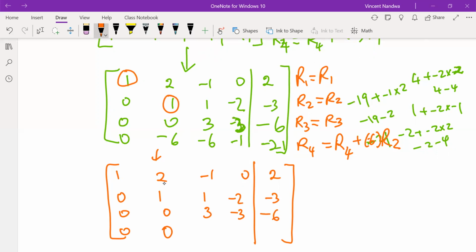So it'll be 0. Minus 6 plus 6 times 1 is 0. Minus 1 plus 6 times minus 2, so minus 1 minus 12, I get minus 13. Then minus 21 plus 6 times minus 3, so it'll be minus 21 minus 18. So 21 plus 18 is 39, so minus 39.